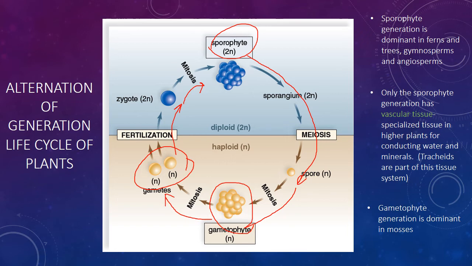So the sporophyte generation, that being this one, is dominant in ferns, trees, gymnosperms and angiosperms. And the gametophyte generation is dominant in mosses, or simpler plants. So this is an important distinction. Only the sporophyte generation has vascular tissue. Remember we were just talking about that vascular tissue? It's xylem and phloem. That's what conducts water, minerals, and sugars throughout the plant. Only the sporophyte generation has vascular tissue.